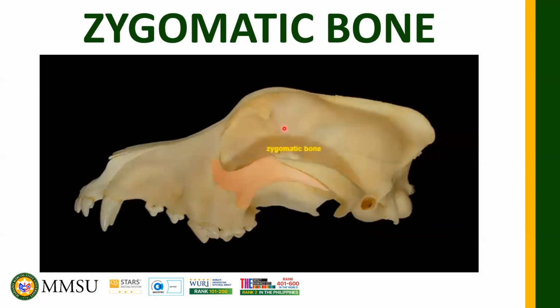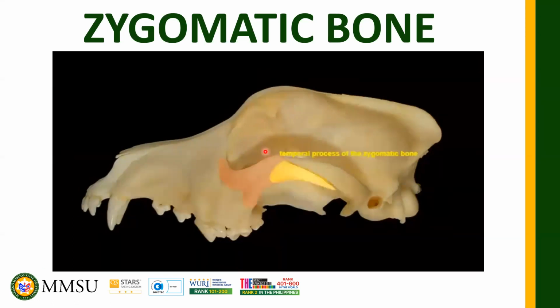Okay, masseter, M-A-S-S-E-T-E-R muscle. So masseter muscle. And that is one of the primary muscles also. Aside from the temporalis muscle, we have also the masseter muscle, which is also one of the primary muscles responsible for jaw movement and chewing sa mga farm animals natin.